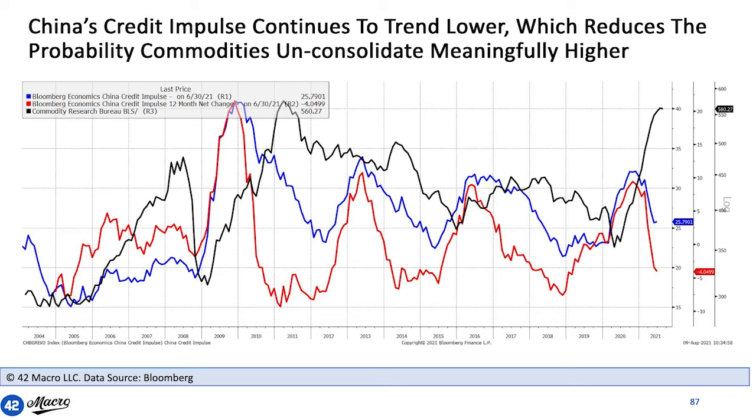But again, the Chinese credit impulse is denoted by the red and blue lines in this chart, which continue to trend lower. And historically, they've been leading indicators for commodities. Again, you don't necessarily need to be worried about commodities when the Chinese credit impulse is peaking, but certainly a couple of quarters into the deceleration, that's usually when it starts to feed over into asset markets.